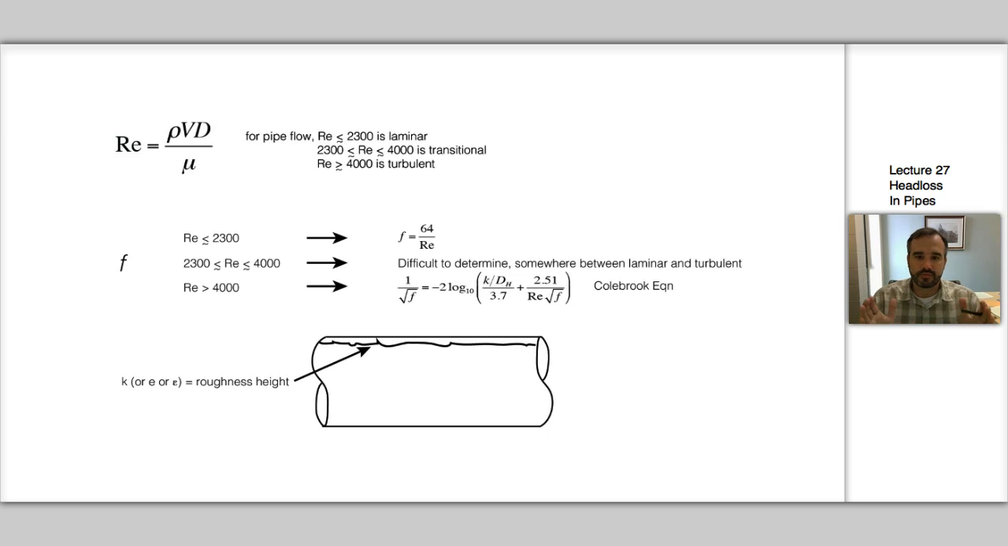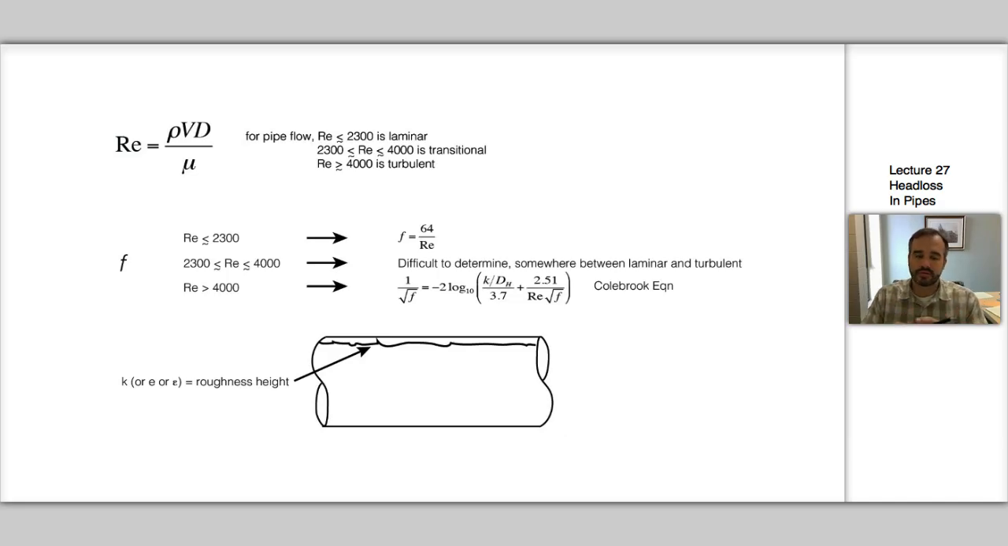If it's between 2300 and 4000, it's what's called transitional flow, which means it might be laminar sometimes, and it might have little bursts of turbulence that go back to becoming laminar and back and forth. And then if it's greater than 4000, and for pipe flow again, the flow will be turbulent. And that's going to be consistent for whatever fluid you're looking at. And so what we're interested in is where the Reynolds number might be for a particular fluid flow.